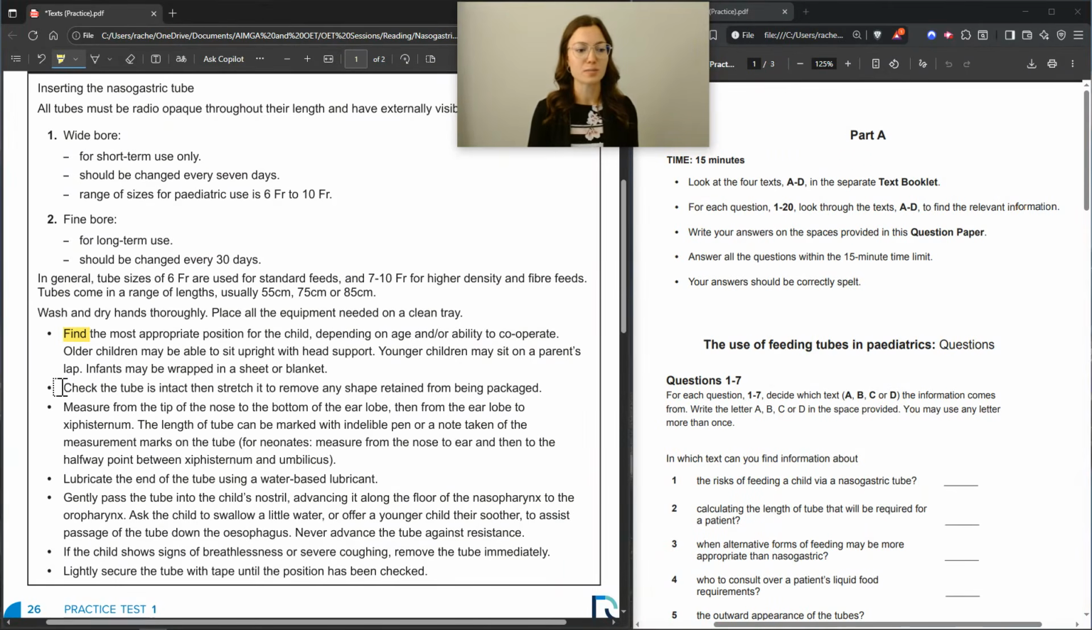Well, if I skim every item here, I see find, check, measure, lubricate, gently pass, I see remove, and I see lightly secure. What do all of those have in common? They're all actions, or in other words, they're all instructions or protocols.